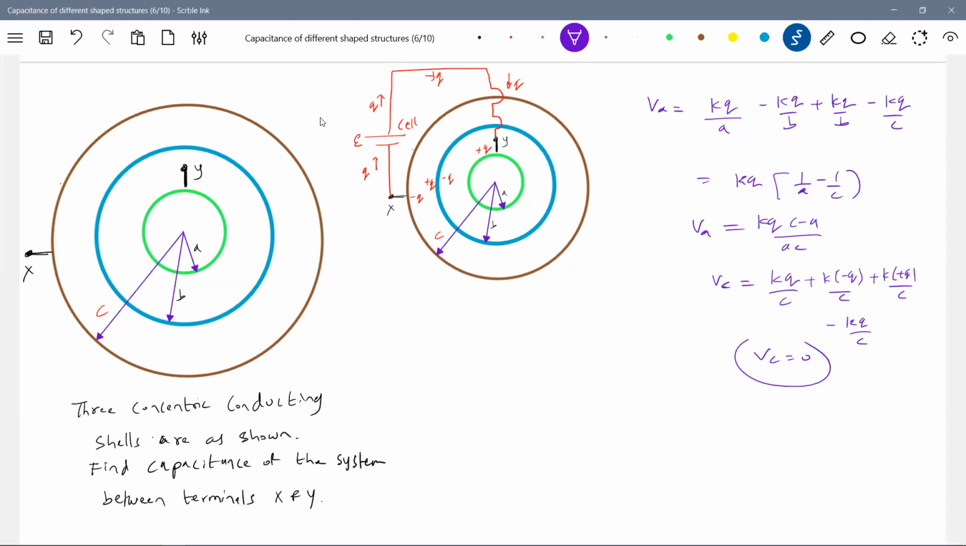Then we wanted the potential difference, no? The cell is connected across X and Y. So therefore, what is VXY equal to? VXY equal to VA minus VC. What is VA? KQ (C minus A) by AC, and VC is zero. So this should be equal to Q by C, the effective capacitance. C effective will be AC by K(C minus A). K is 1 by 4πε0, so C effective is 4πε0 AC by (C minus A).